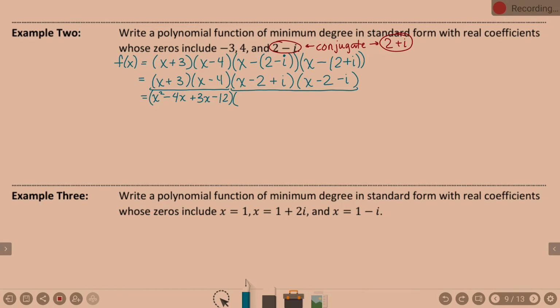So, x from the first parenthesis times everything in the second parenthesis: x squared minus 2x minus ix. Minus 2 in the first parenthesis times everything in the second parenthesis: minus 2x plus 4 plus 2i. Okay? i times everything in the second parenthesis: plus ix minus 2i minus i squared. Okay?